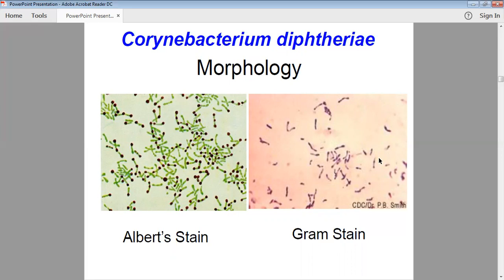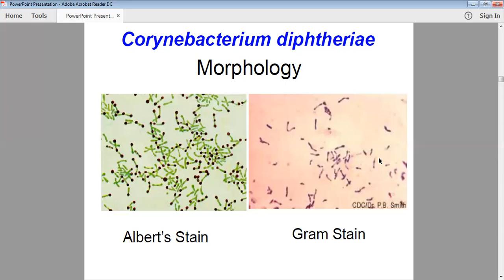Corynebacterium diphtheriae is the causative agent of diphtheria. The commonest site is the throat, or fauces, or tonsils, but it may also cause nasal diphtheria, conjunctival diphtheria, otitic diphtheria, genital diphtheria, cutaneous diphtheria, and laryngeal diphtheria. But the commonest site is faucial diphtheria, the throat, pharynx.